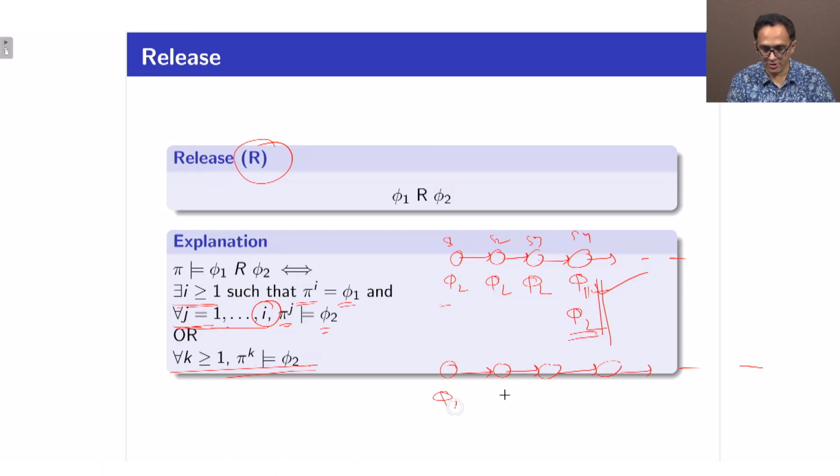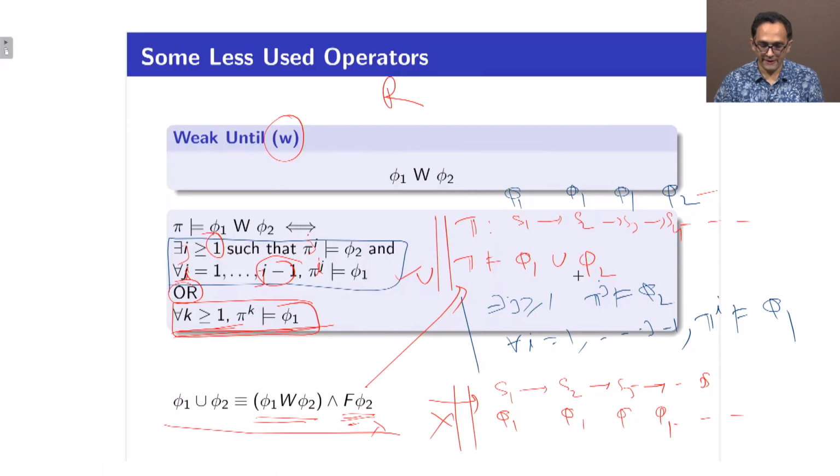where only phi 2 keeps holding, phi 2, phi 2, phi 2, and phi 1 never holds. But the difference here in release is that phi 1 and phi 2 both have to hold in a particular state, whereas in this case it is not necessary. You have to make sure that till the previous state phi 1 holds, and in the ith state phi 2 holds. So this is the difference between these two.